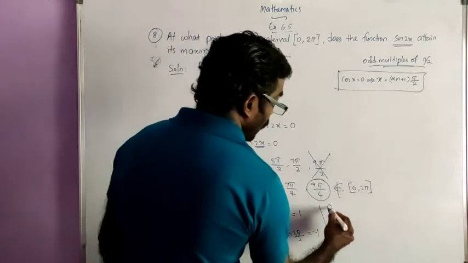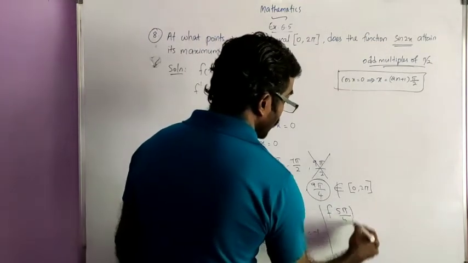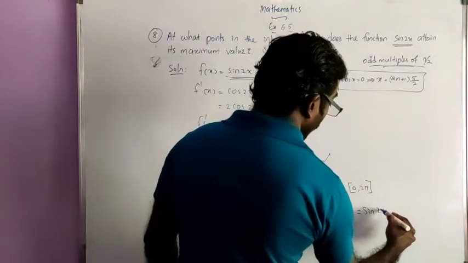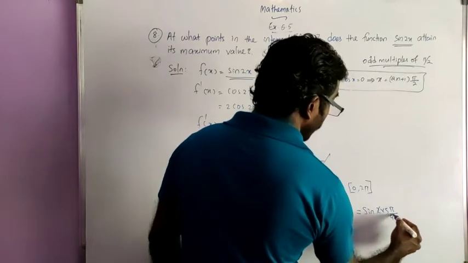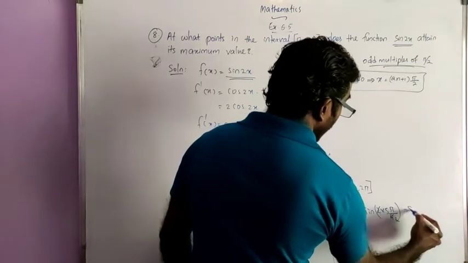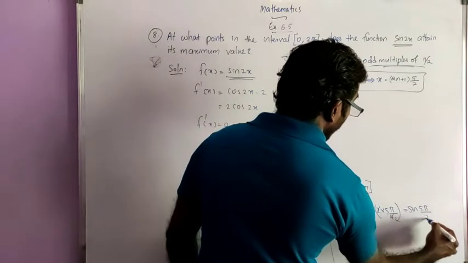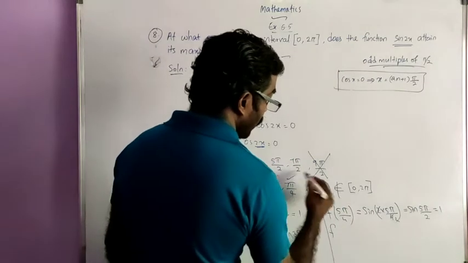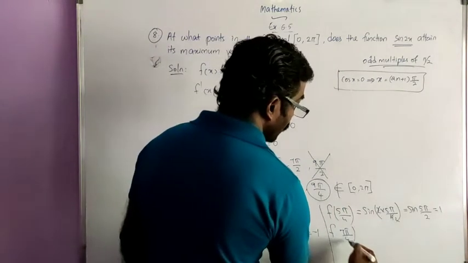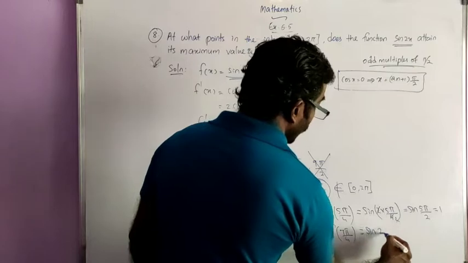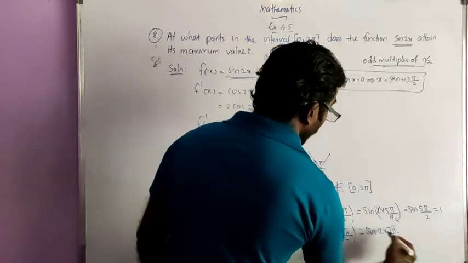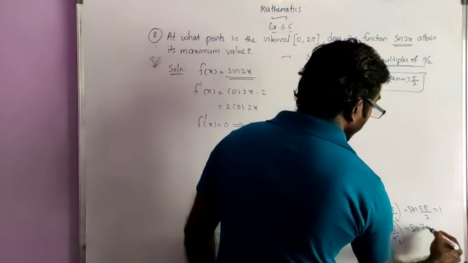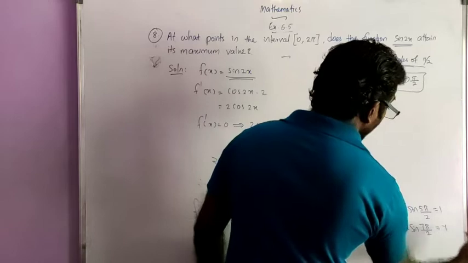And 5 pi by 4. F of 5 pi by 4, which is equal to sin of 2 into 5 pi by 4. That is sin 5 pi by 2 and which is equal to what? 1. Okay. Then f of 7 pi by 4. That is sin of 2 into 7 pi by 4. Sin 7 pi by 2 and again it is minus 1.